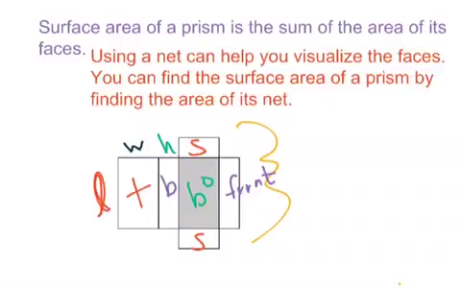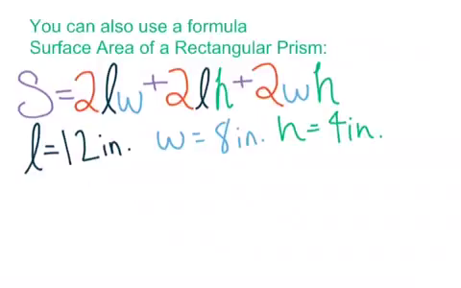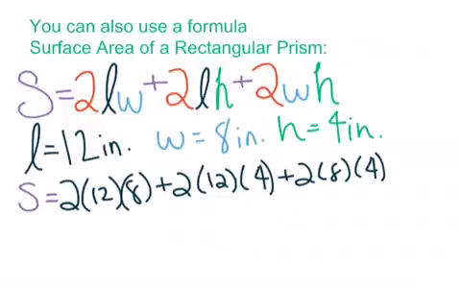Okay? You can also use a formula. So the formula for surface area of a rectangular prism is 2 times length times width plus 2 times length times height plus 2 times width times height. So if we have these dimensions, length is 12 inches, width is 8 inches, and height is 4 inches, what I've done for you is I substituted all of the values for the length, the height, and the width into the formula. So you're going to tell me what the surface area is for this particular rectangular prism. Hit play whenever you're ready to see the correct answer.